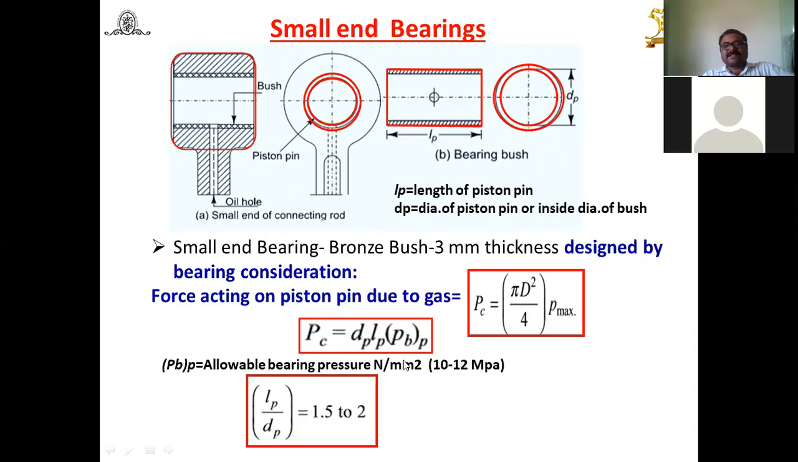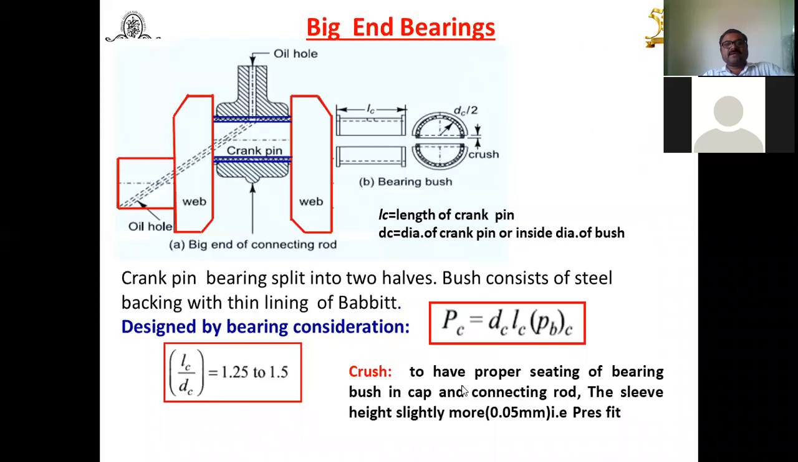Compare this. So what will you get here? LP, this dimension, or you can even find out the dP from this. Generally for this small end, allowable bearing pressure should be in the range of 10 to 12 megapascal. And second, this LP by DP ratio is in the range of 1.4. These are the standard ratios. Accordingly, you can decide. Once you compare this equation, you will get DP and LP, and bearing pressure 10 to 12 MPa.